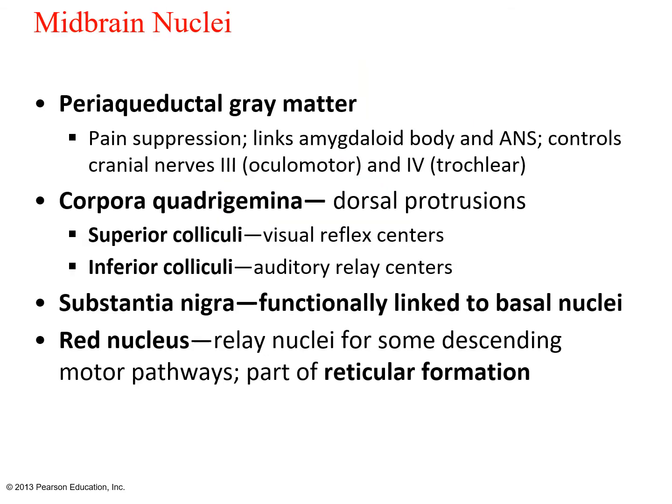There are a number of nuclei in the midbrain. The periaqueductal gray matter is basically gray matter that's located right beside the cerebral aqueduct. This gray matter is involved in pain suppression. It also links the amygdaloid body, which is responsible for a lot of negative emotions, and the autonomic nervous system. And it controls the oculomotor and the trochlear nerves, which are responsible for eye movements, for voluntary eye movements.